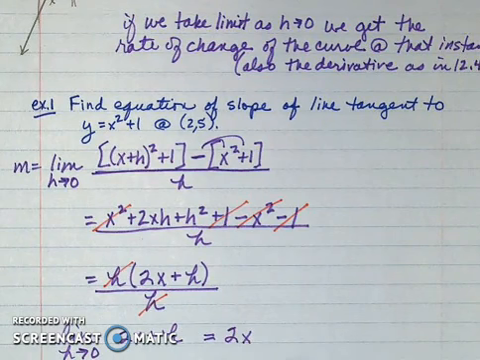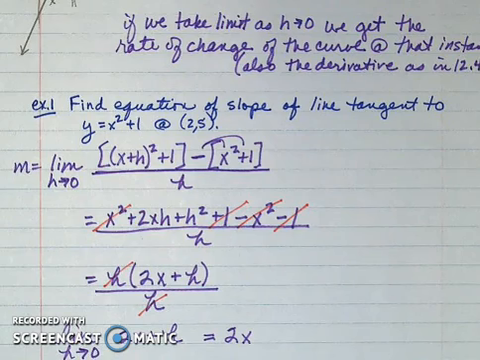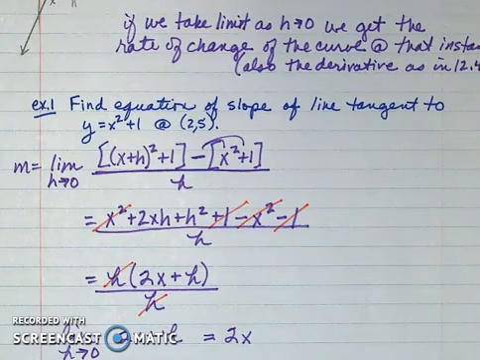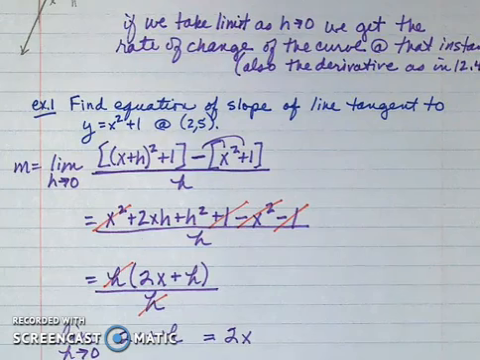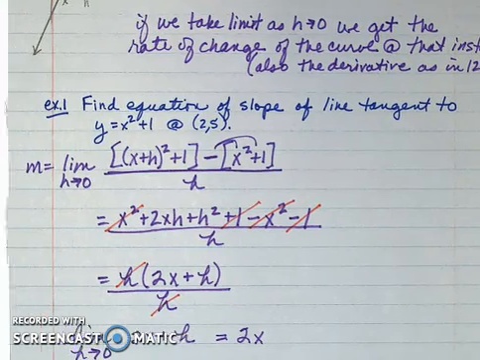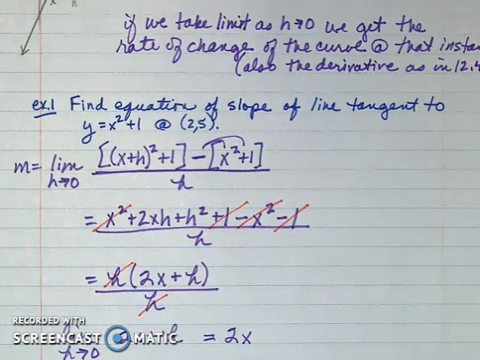Now, at the point (2, 5), we simply plug in the 2 for the x. So the slope equals 2x, or 2 times 2, which is 4. And our equation was 2x, right, for the slope.